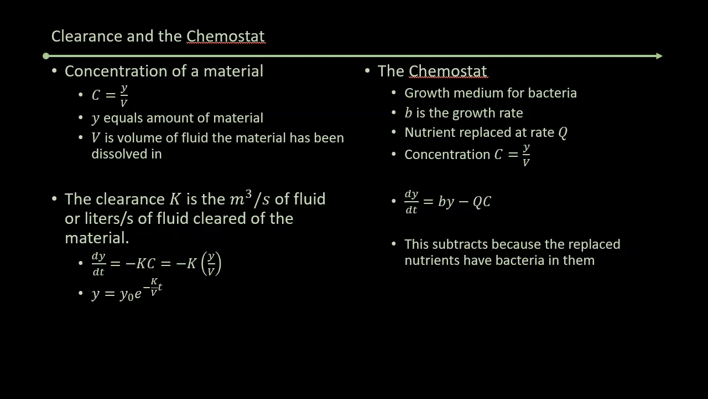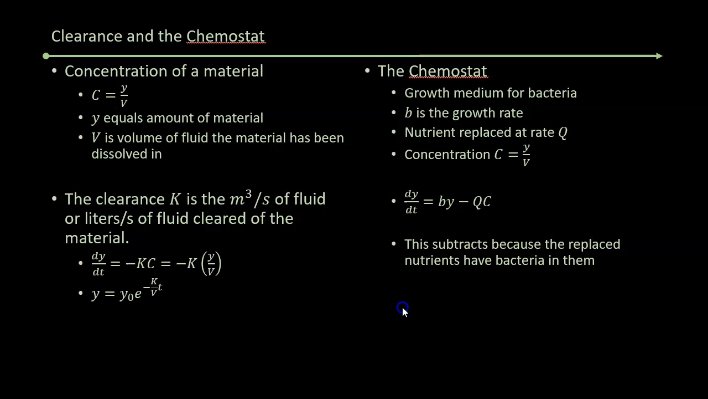Another concept you're going to run up against is clearance and chemostat. The concentration of material is just the amount you have per unit volume. So concentration is Y over V. Y is the amount of material, V is the volume of the fluid the material is in, right? So you've got material dissolved in something. So let's say you've got 5 milligrams of sodium chloride in a liter of water, right? The concentration is 5 milligrams per liter.